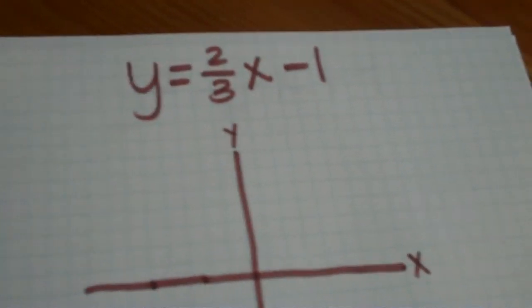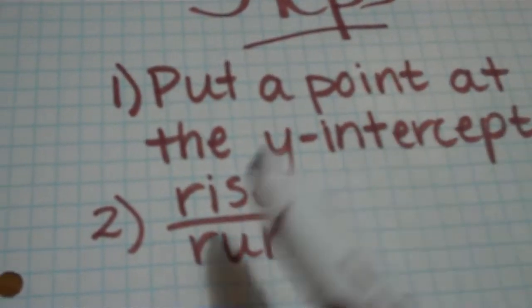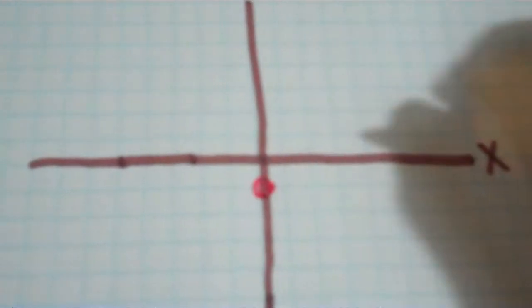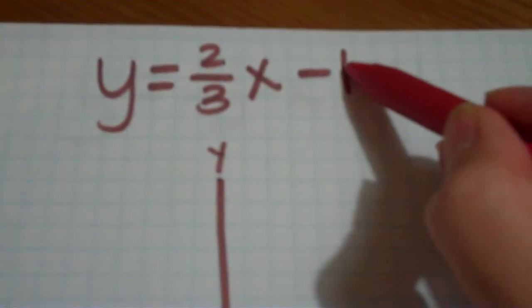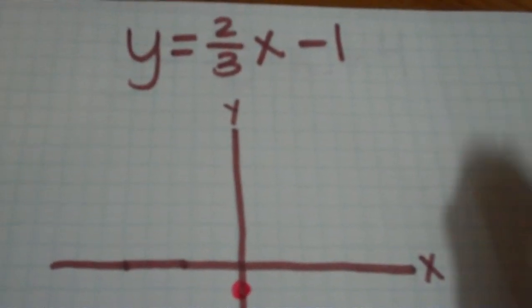So the very first thing it is asking me to do is to put a point at the y-intercept. So I need to look here. That's my slope. This is my y-intercept. My y-intercept is -1. So I need to go on my y-axis and put a point at -1. So I need you to draw a dot there. -1. That's the first thing.